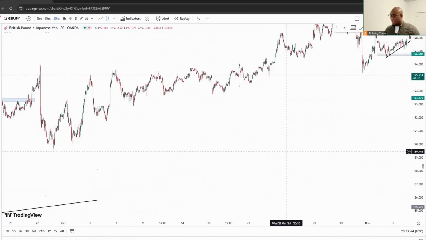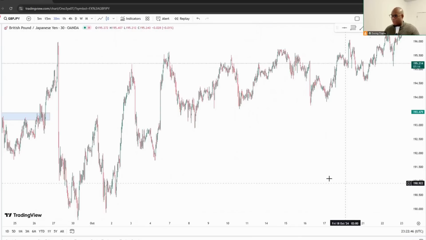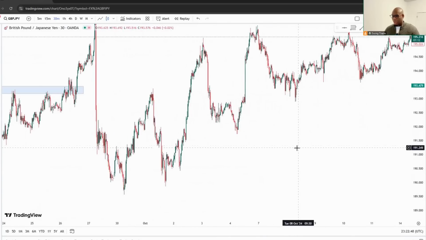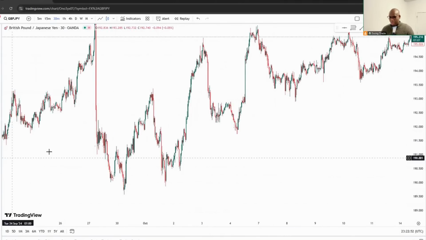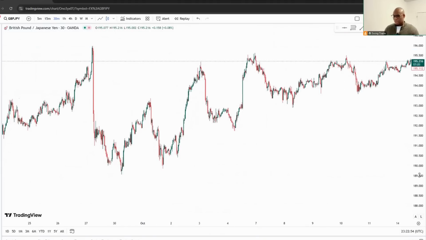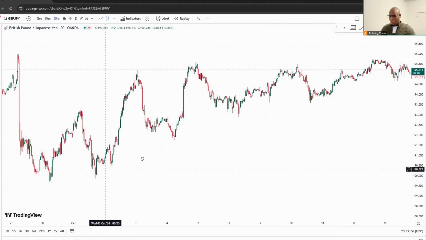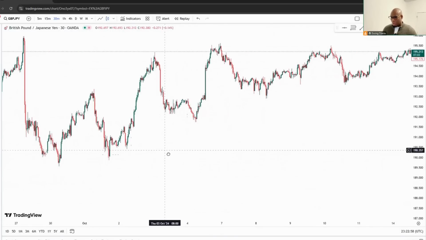So let me give you one last example so that you guys can have a clear understanding of how this works. I want us to look at this also. Let me clear my chart off. I want us to look at this final one also. So look at this.